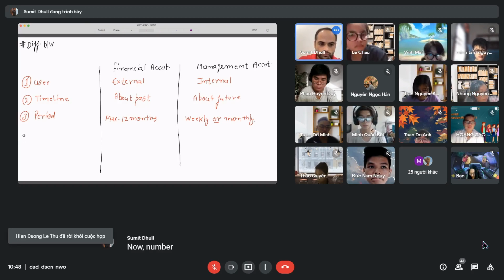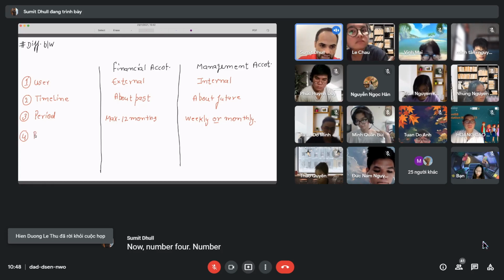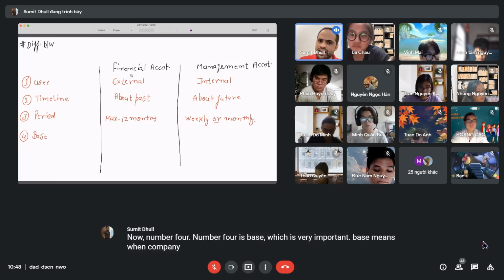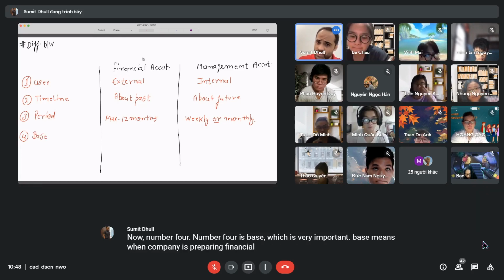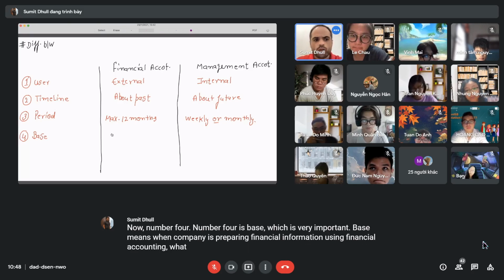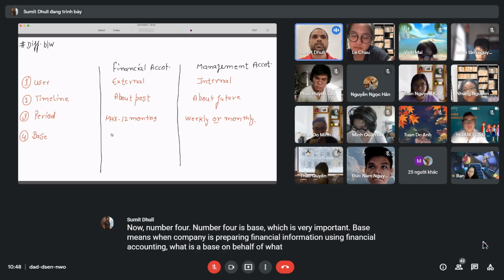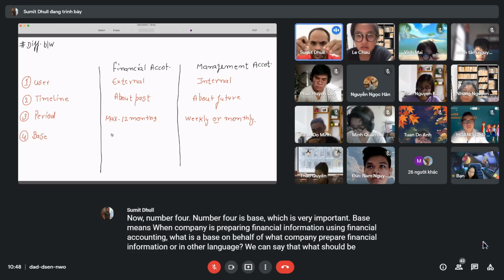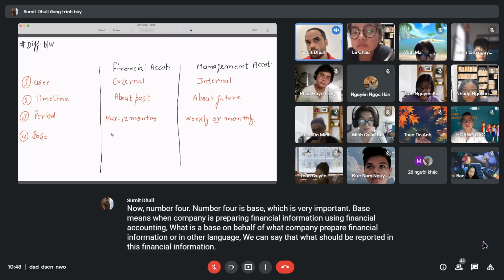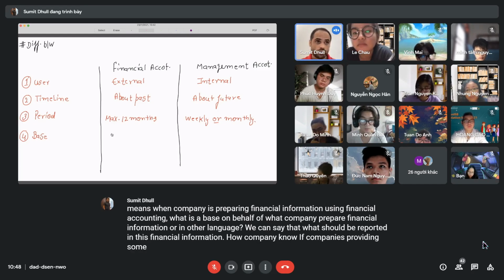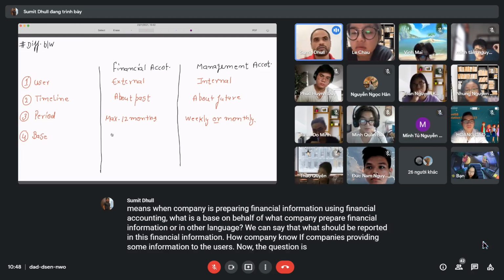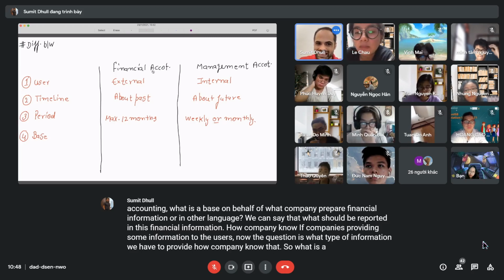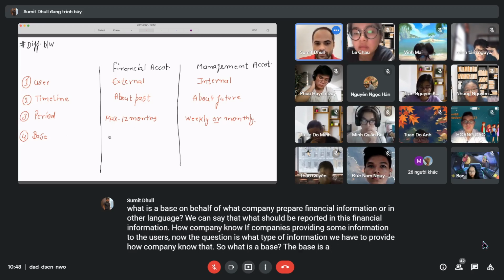Now, number 4. Number 4 is base, which is very important. Base means, when the company is preparing financial information using financial accounting, what is the base? On behalf of what? The company prepares financial information, or in other words, what should be reported in this financial information? How does the company know? If the company is providing some information to the users, the question is, what type of information do we have to provide? How does the company know that? So what is the base? The base is accounting standard.